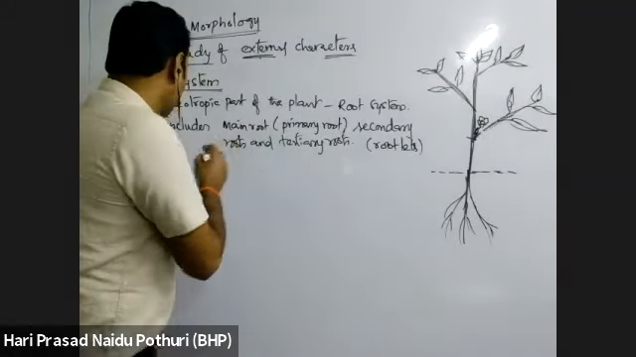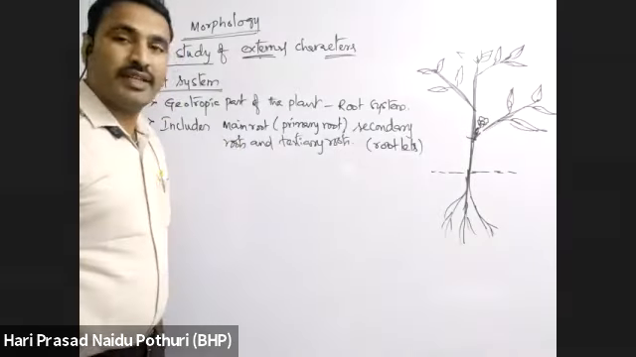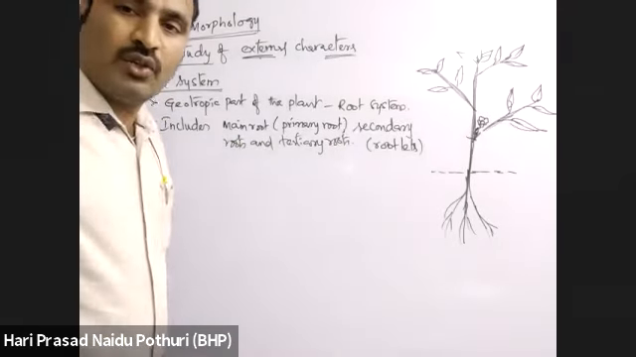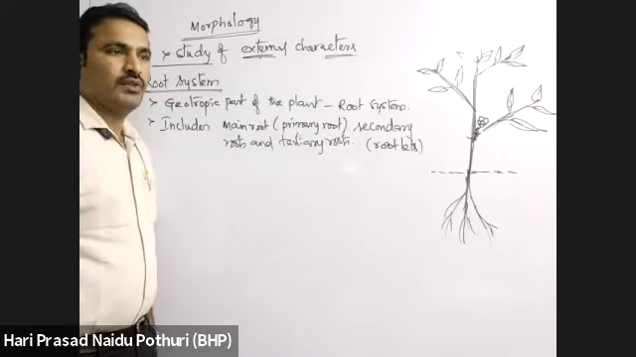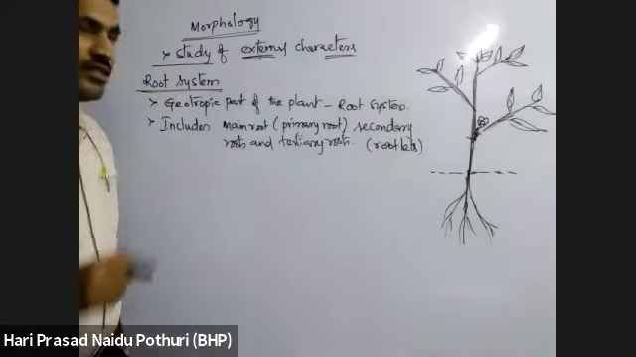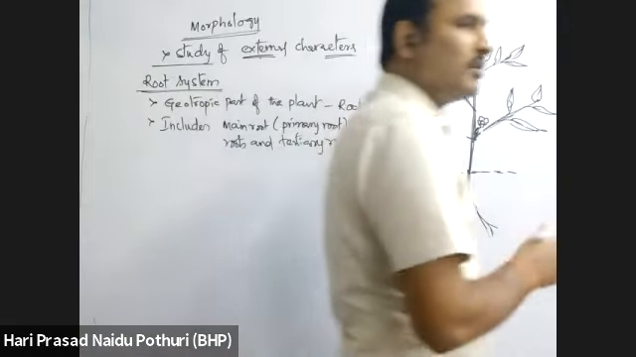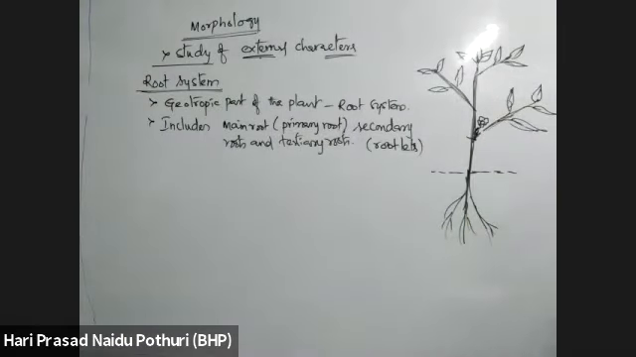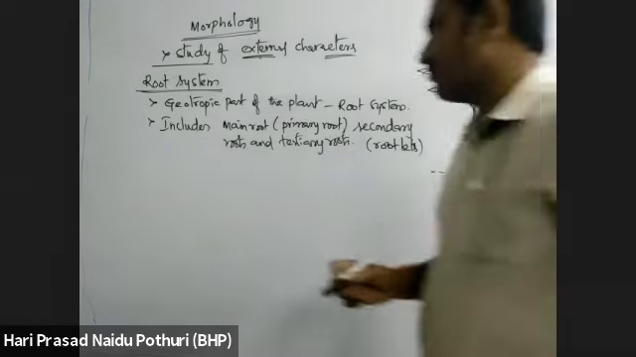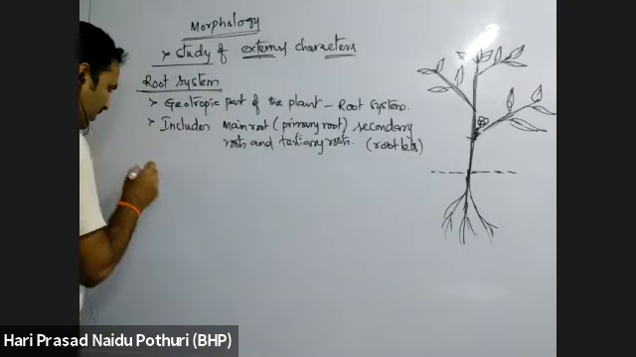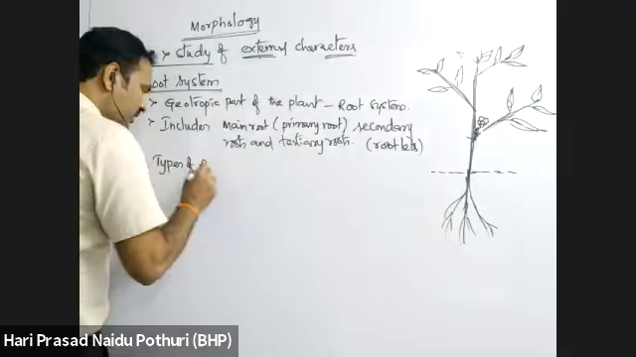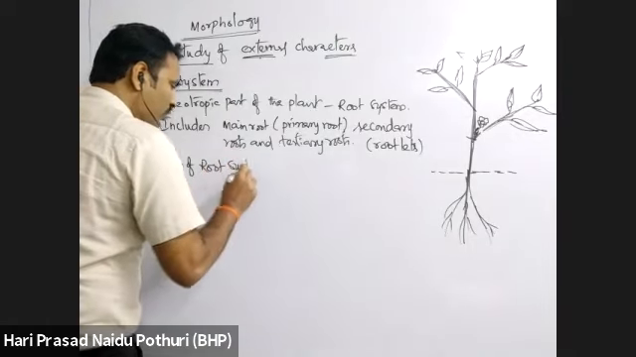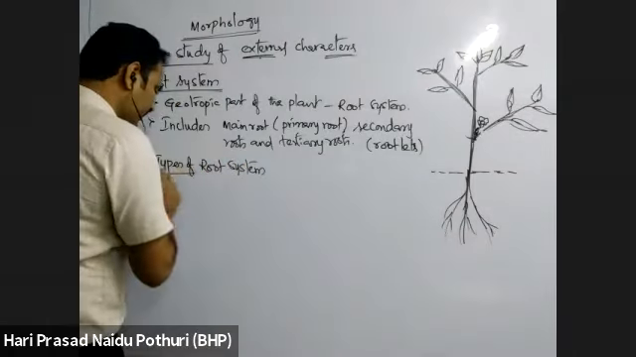Okay. So the root system includes primary root, secondary root, tertiary root, all together. You know already the root is responsible for absorption of water and water dissolved minerals. In transport in plants and mineral nutrition, we discussed some types and functions. See here, types of root system. How was the root system developed?